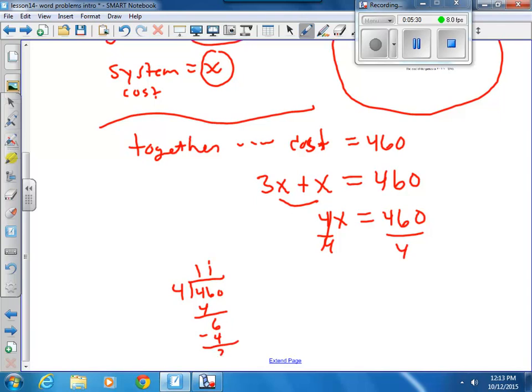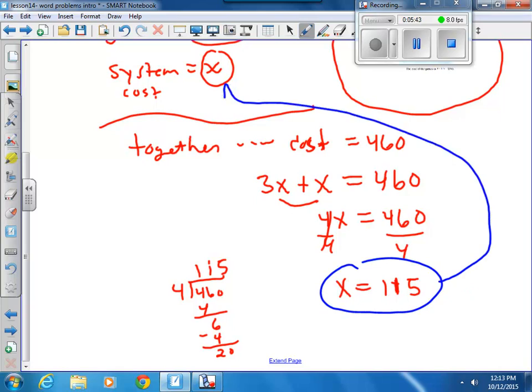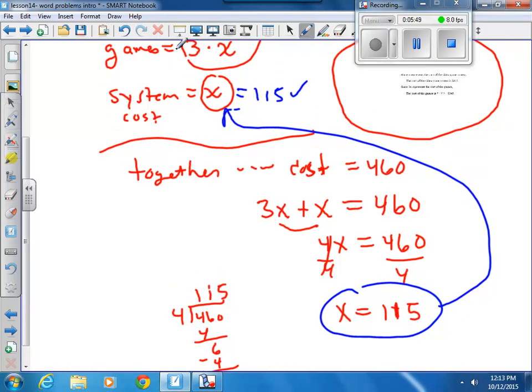I know longhand division may not be your favorite, but it's a no calculator course, so we practice. 115, so x equals 115, but what I like to do when I get that 115 is go back and see what that was. Okay, 115 for my system cost, but then the games were whatever 3 times 115 is.